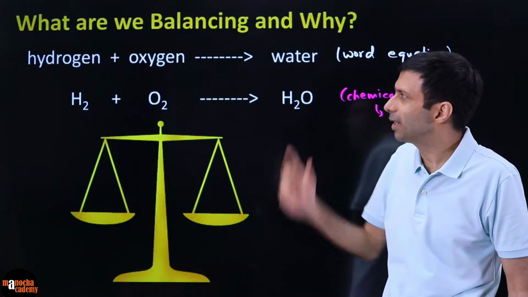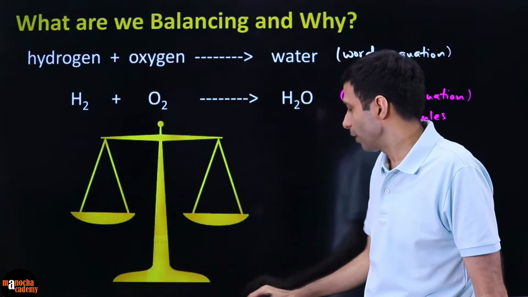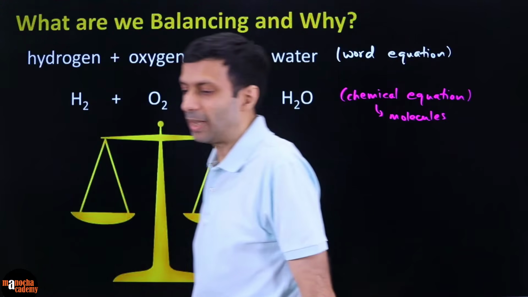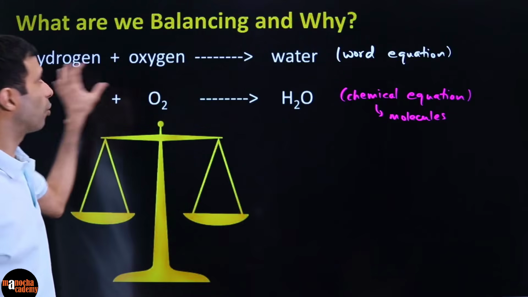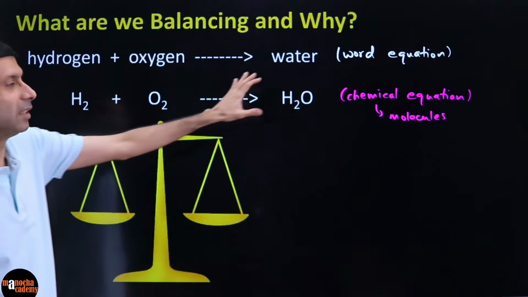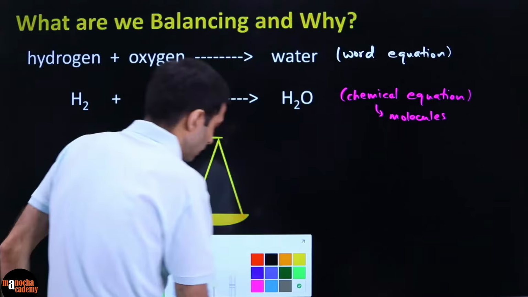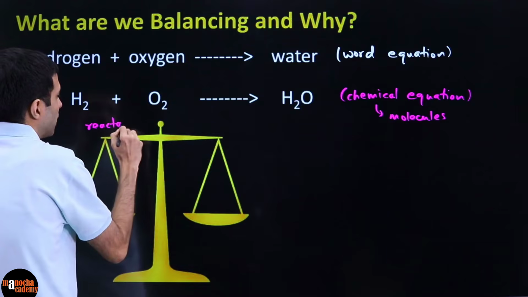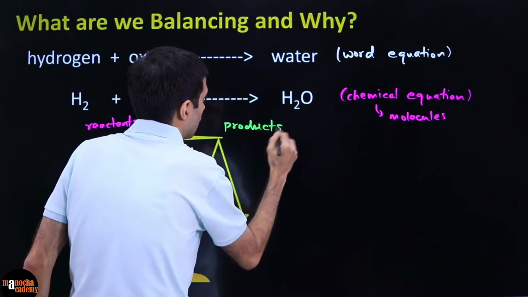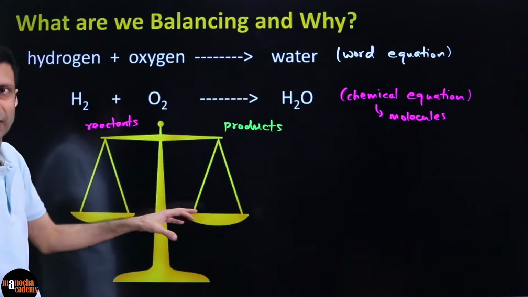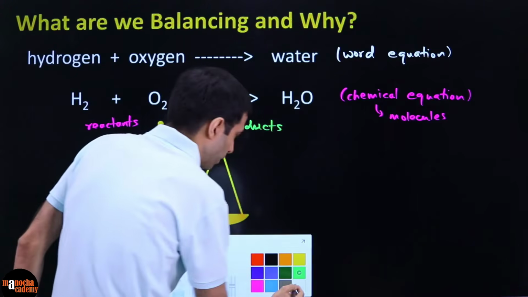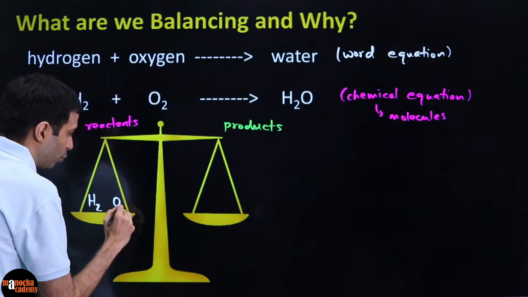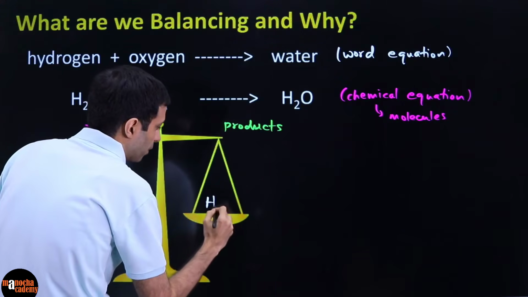Now if we take a look, what does this mean according to our beam balance? What do we call the substances on the left in a chemical equation? These are called our reactants, and this side is called the products. So let's take these reactants and put them on the left side of the beam balance, and the products we'll put on the right side. For example, here we have H2 and O2, and here we have H2O.